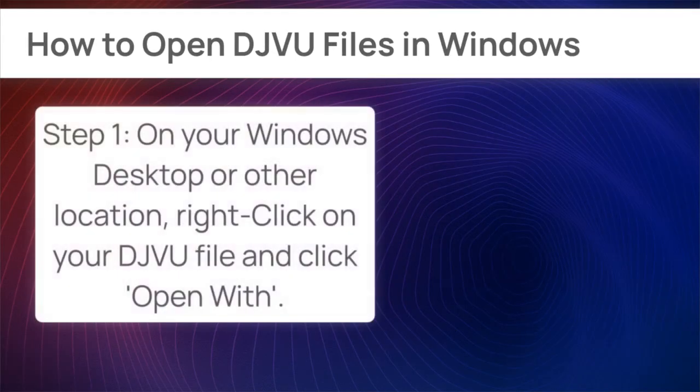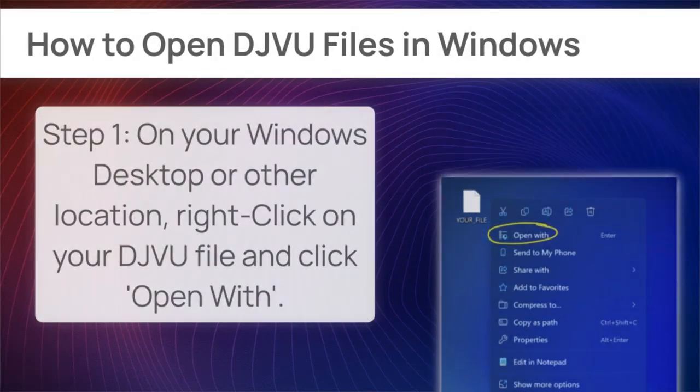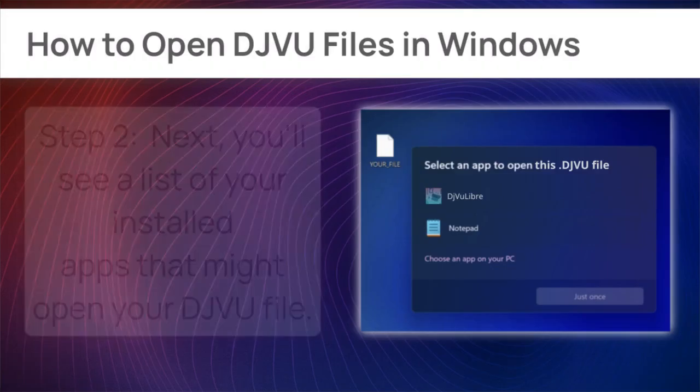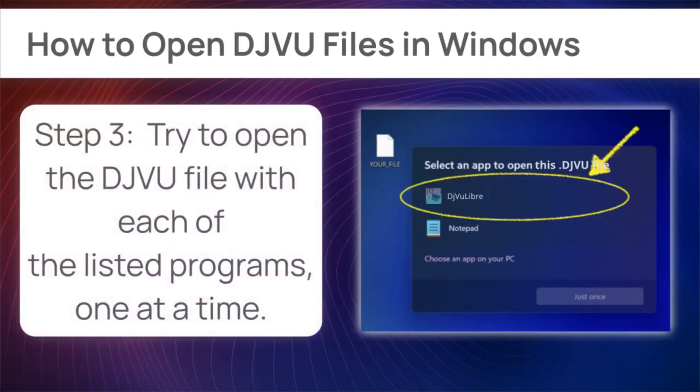The first action is to find a compatible app. Right-click your DJVU file and click Open With. Test DjVu Libre if available. If it is unavailable, choose another program. We need to find the specific decoder.